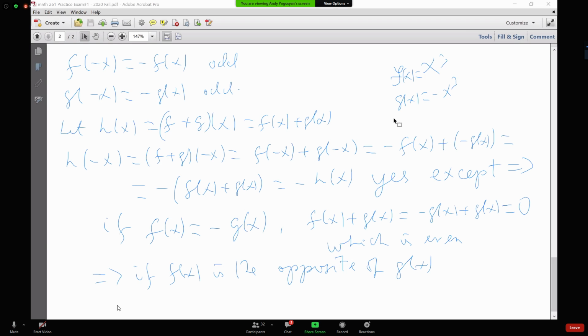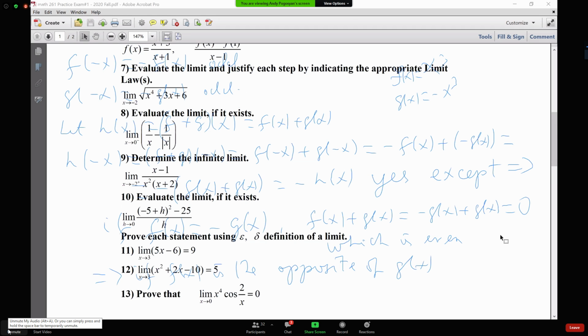Not less than 0. No, no, not less than 0. No, as long as they are not opposite of each other. How about if it's greater than 0? It's still fine. As long as it's not 0, you can say as long as the sum is not 0, because the sum is 0 when they are opposite of each other. Yeah, you can say that.